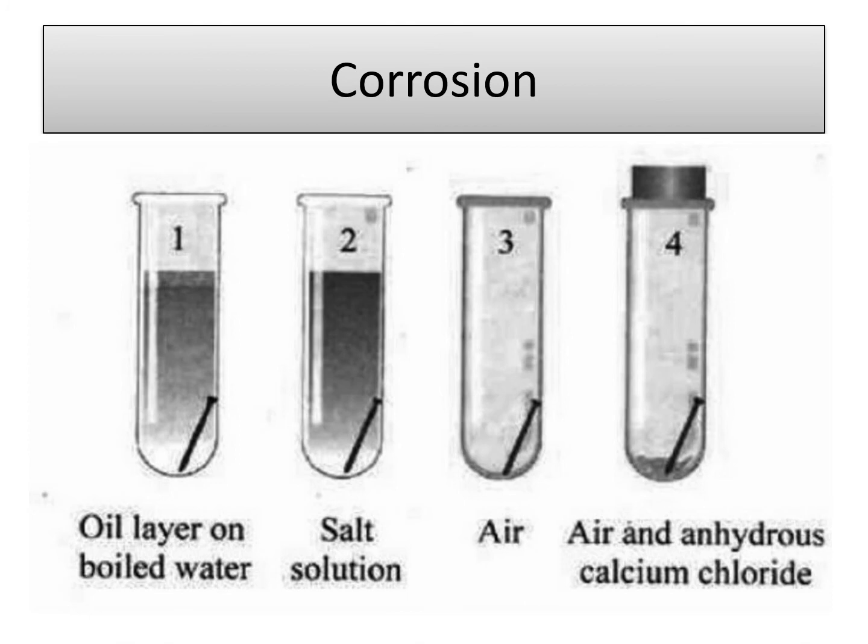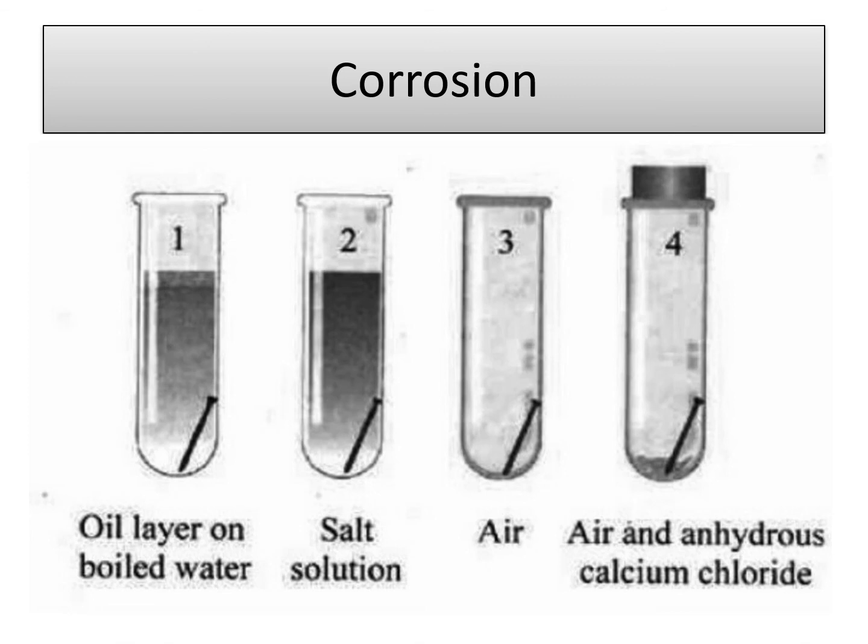Here, 4 test tubes are taken. In all the 4 test tubes, an iron nail is placed. In the first test tube, along with the iron nail, we have boiled water and a layer of oil on top. In the second test tube, along with the iron nail, we have salt solution. In the third test tube, we have only the iron nail, but the test tube is open, which helps air to enter into the test tube. The fourth test tube is where, along with the iron nail, we have calcium chloride and the test tube is closed.